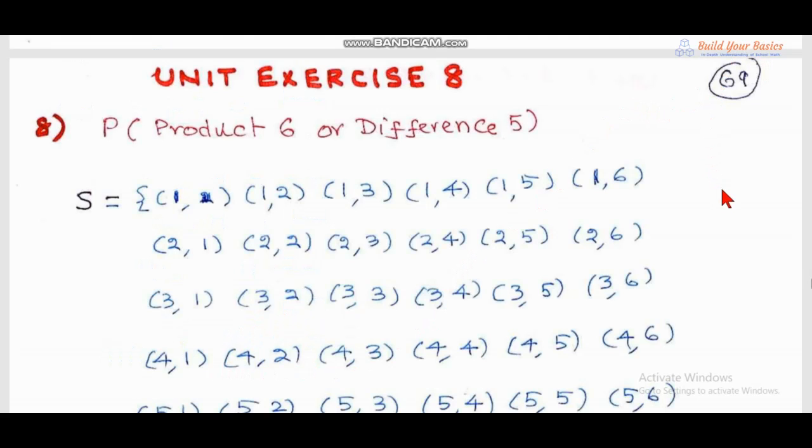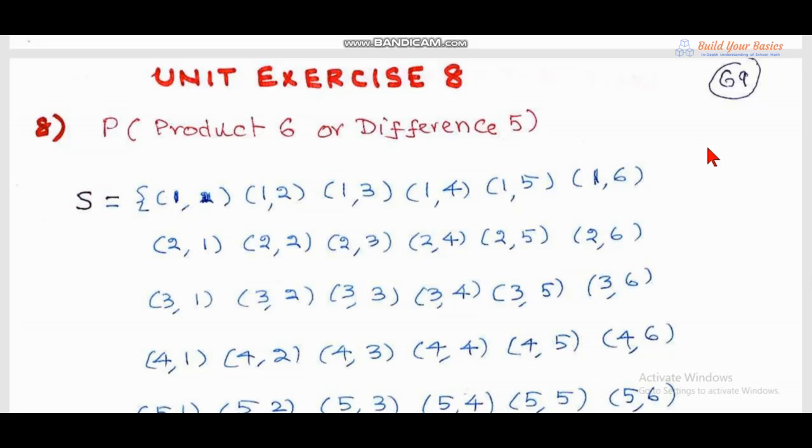Unit exercise 8. Question number 8. If 2 dice are rolled, then find the probability of getting the product of face values 6 or the difference of face values 5. 2 dice are rolled. So the sample space will consist of 6 into 6, 36 elements.